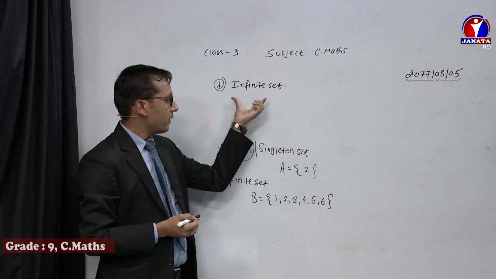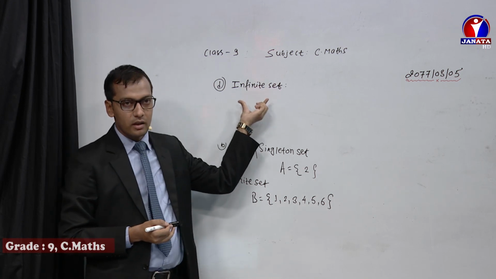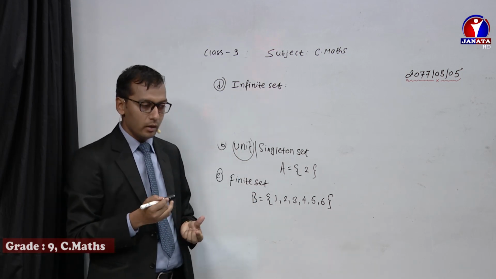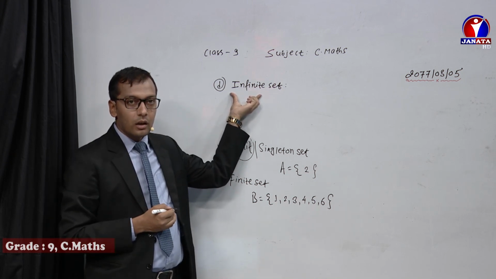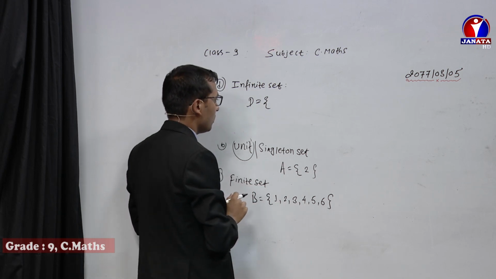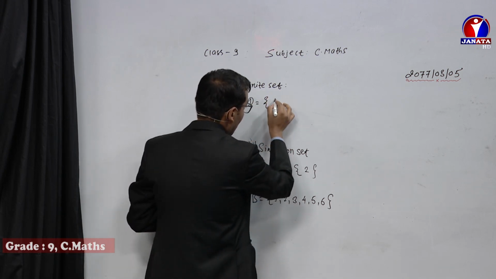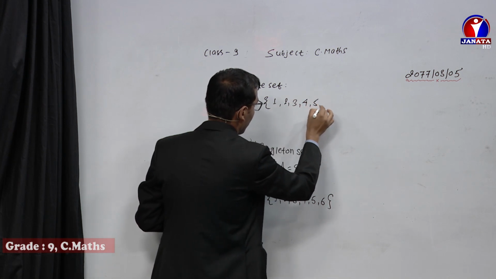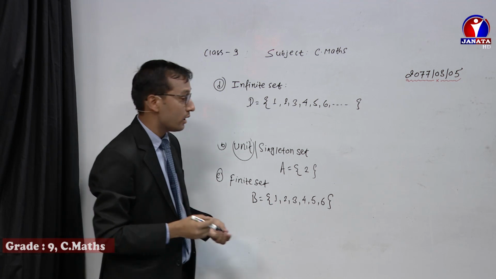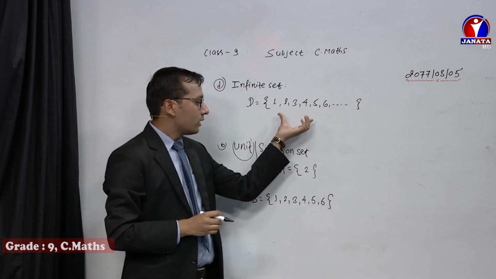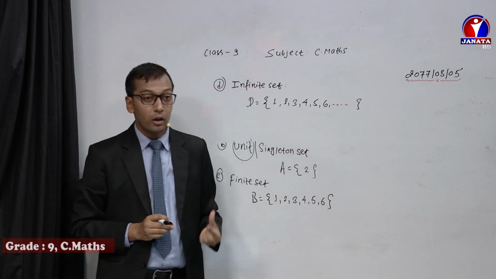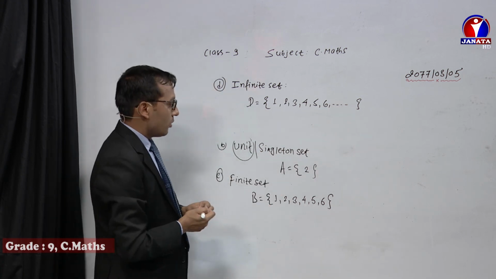Now what is the main difference between finite and infinite sets? The major difference is that in a finite set there are limited number of elements, but in an infinite set there are unlimited number of elements. So we can take an example. If we denote the set by D, 1, 2, 3, 4, 5, 6 and dot dot dot. We do not know what the last element is, or how many elements are present after 6. So this is an infinite set, because the number of elements is unlimited. These are not fixed.